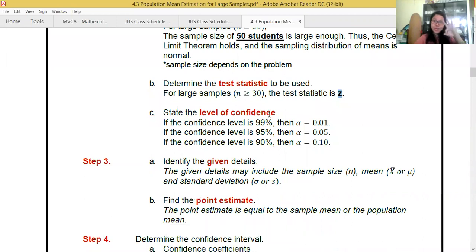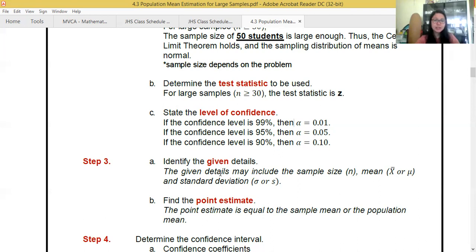Next, the level of confidence. I told you there are three common ones. We have 99%. So our alpha, or the level of significance, is 0.01. If the level of confidence is 95%, our alpha, or our level of significance, is 0.05. For 90%, it's 0.10.